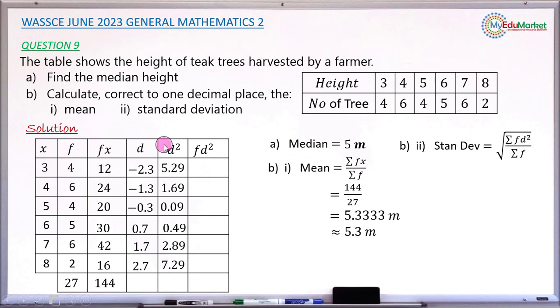So next is to get the f d square. This is your d square and this is your f. So you now take each f and multiply it by its corresponding d square. So 4 times 5.29 will give the result 21.16. Next is 6 times 1.69, which will give the result 10.14. So I'll continue like that. Each f term times its corresponding d square. If you did correctly, you have 0.36, 2.45, 17.34, and 14.58. This will now be the f d square.